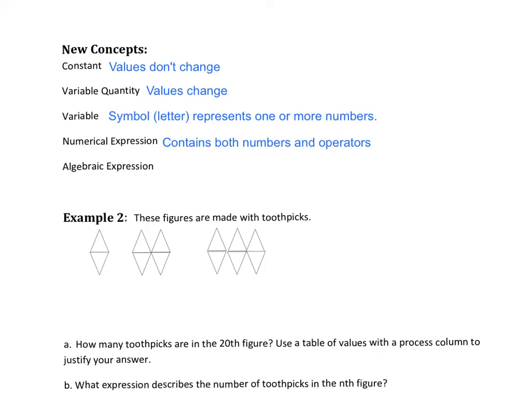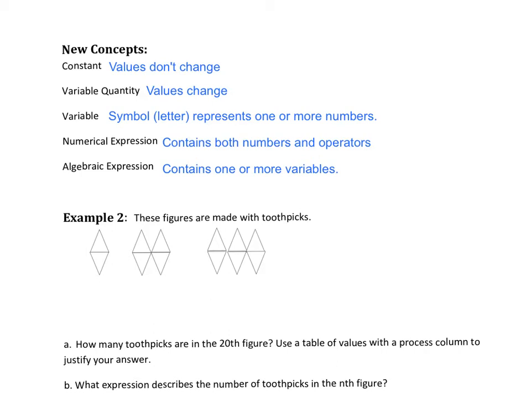And now we need to distinguish the difference between numerical expression versus algebraic expression. And the big difference with an algebraic expression is that it contains one or more variables. Okay, so that was our first set of new concepts, and now we're going to be moving on to example 2, and we're going to look at figures made with toothpicks.